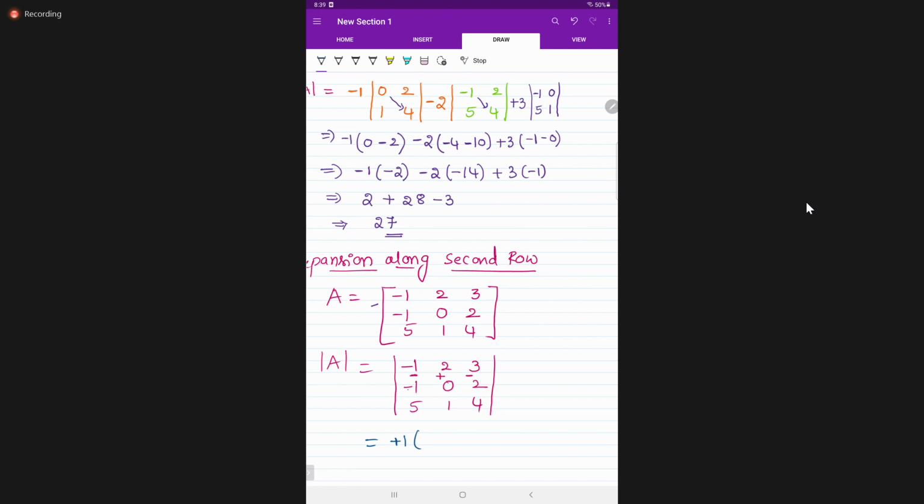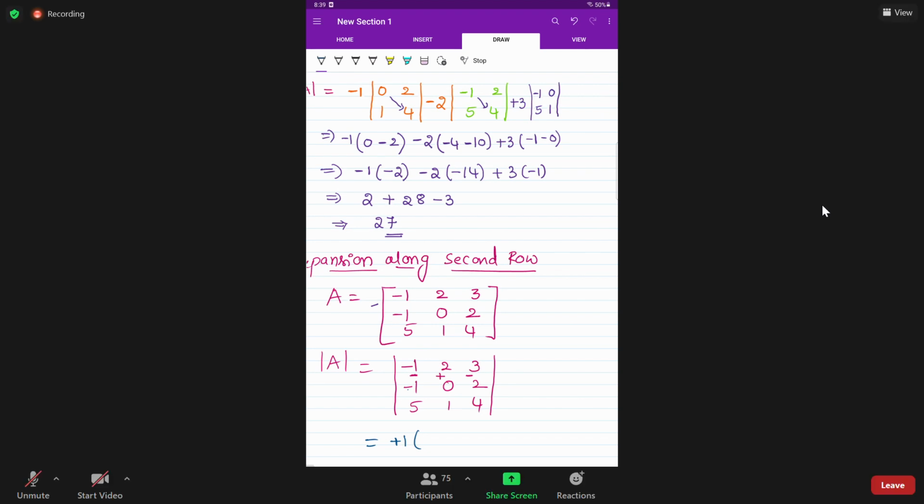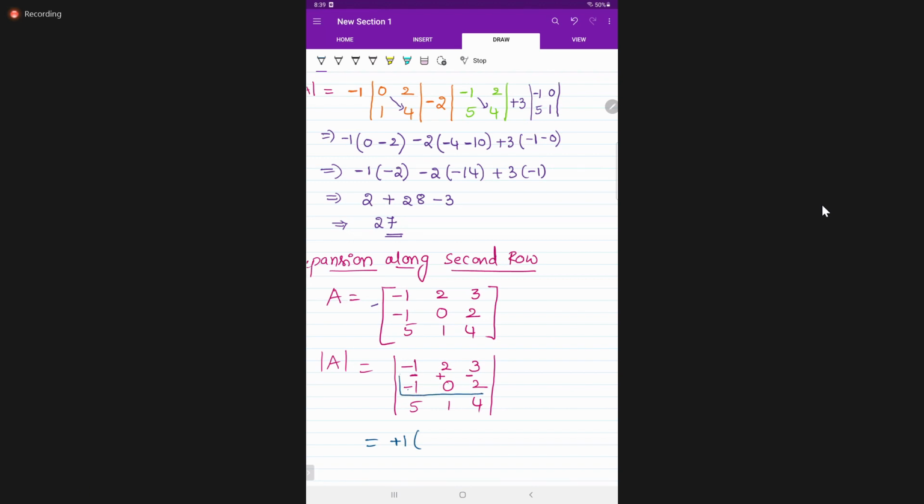What is the minus 1 sign here? Minus, right? Minus into minus, plus, right? Students, respond all of you. You're taking the second row expansion, so minus into minus, plus 1. Now delete that row, delete that column, then you get a 2 by 2 determinant. Tell me the answer, students: 2, 3, 1, 4.